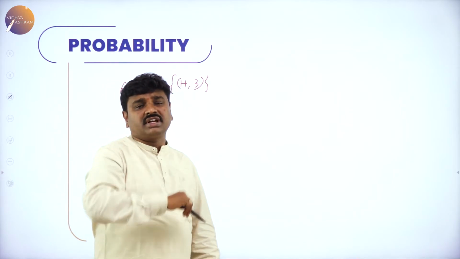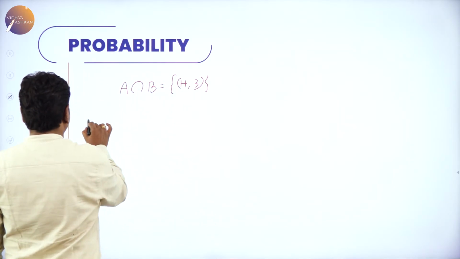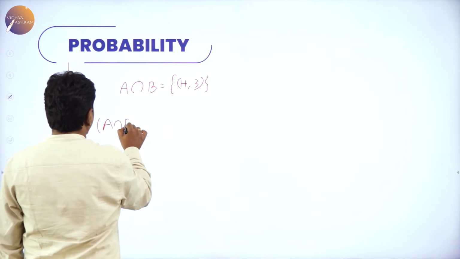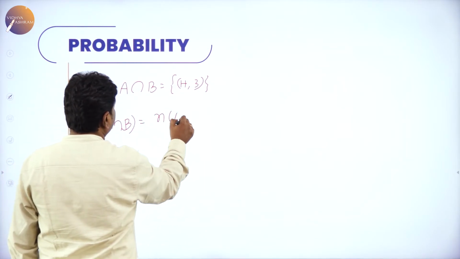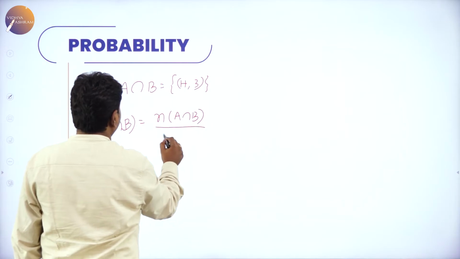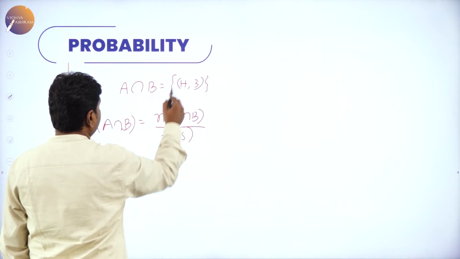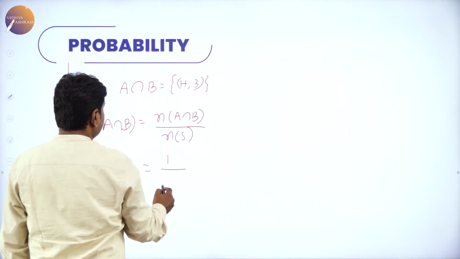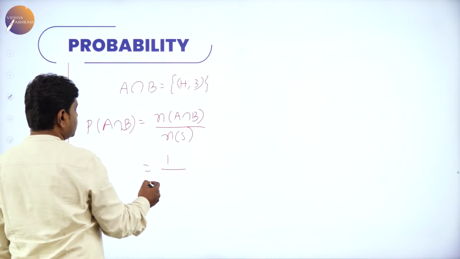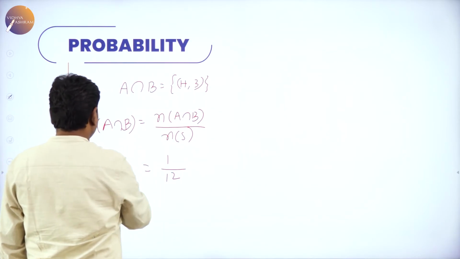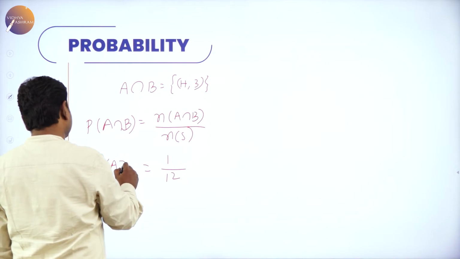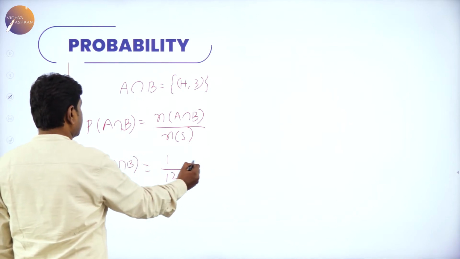Now they want you to find whether A and B are independent. How can I check whether A and B are independent? First I'll find P of A intersection B. What is P of A intersection B? N of A intersection B divided by N of S. N of A intersection B, we have only one element. N of S, we have 6 plus 6, 12 elements, so 1 by 12. So now I got P of A intersection B. Call it equation 1.